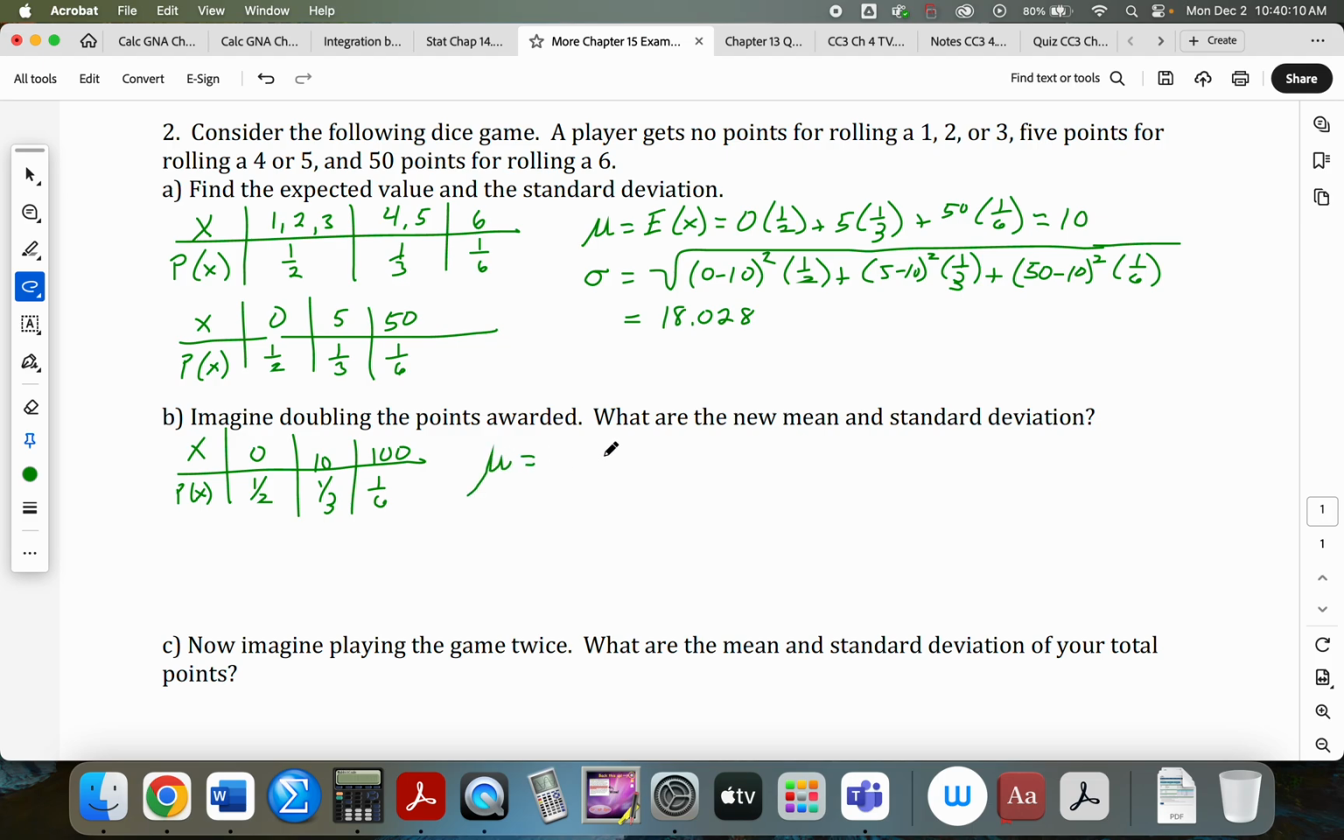So the mean is going to be 0 times a half plus 10 times a third plus 100 times 1/6. Now, without calculating anything, look back at the original calculation and tell me, what is this going to come out to be? 20. It's going to come out to be 20. We've doubled these values, right? All right, now, the standard deviation. Do problems ever ask us to find the variance? They might.